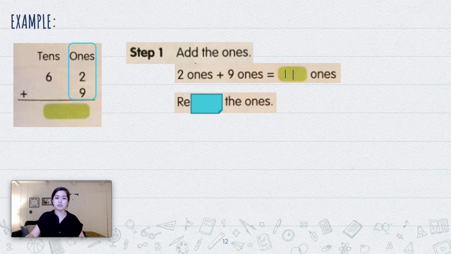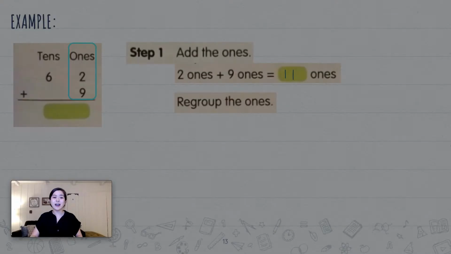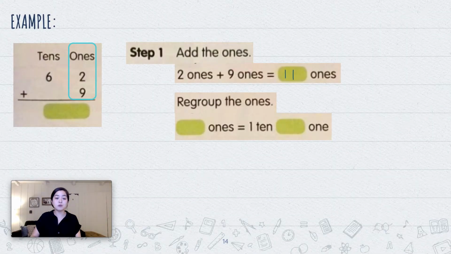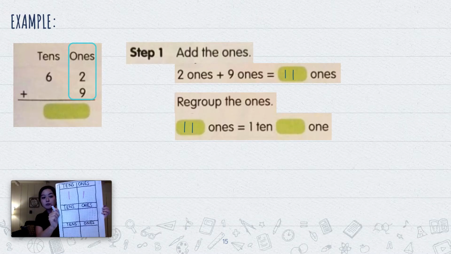So now what should we do? We need to what? Do you remember? We have to regroup the ones. Okay, so to regroup the ones, we have to see, well, how many ones were there again? There were 11 ones. And now we want to change all the ones in 11 into a 10, and what are the leftover ones? What I like to do is I like to write out the number in a place value chart. Okay. So here's my number 11.